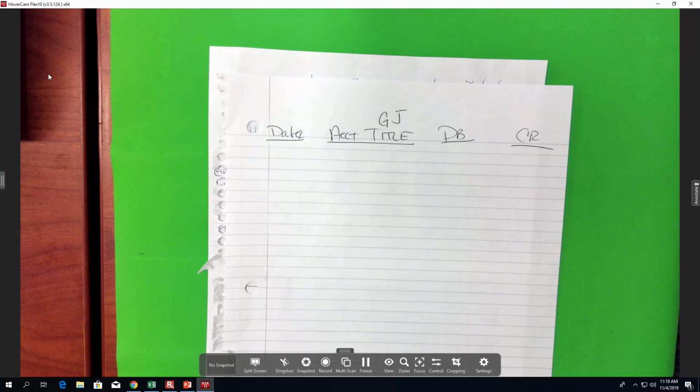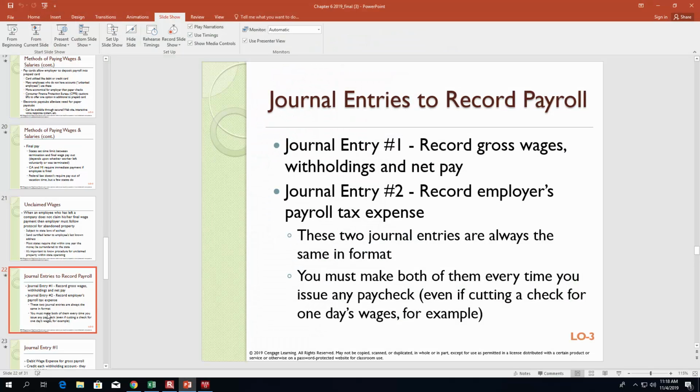What comes out of my pocket as the employer? The FIT and SIT come out of your check. That's a withholding tax. That's not my tax. So journal entry number 2 is only OASDI, HI, FUTA, and SUTA. Okay, so let's go back. We've got our journal all set up. Now let's take a look at the example.